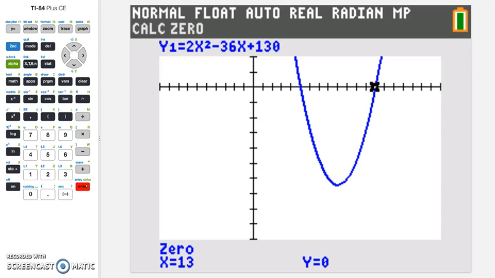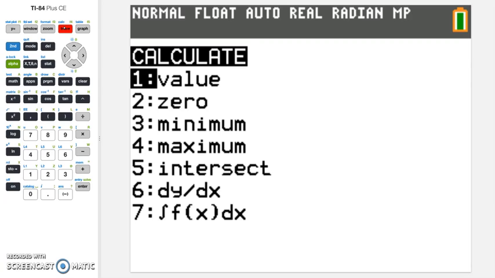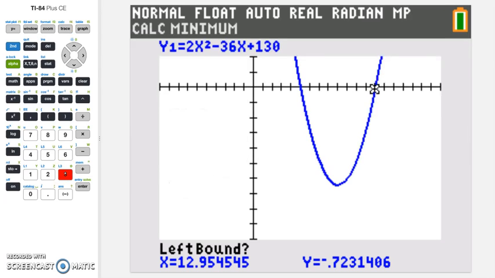Lastly, I want to find the vertex, and it is hard to estimate what exactly the point is for this vertex. I do know that this vertex is a minimum, it's the lowest point. So again, I'm going to hit second trace to calculate. Everything is hidden under the second trace. And because my vertex is a minimum, I'm going to choose option 3.